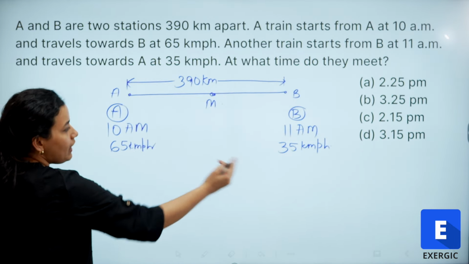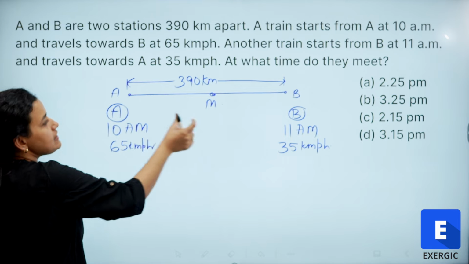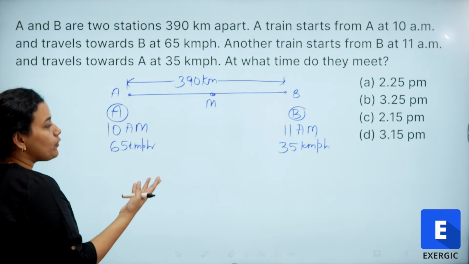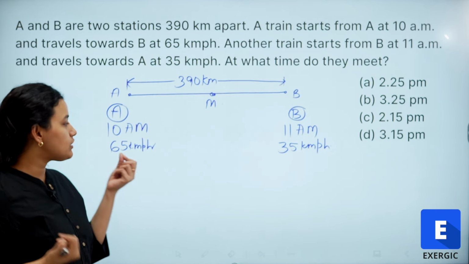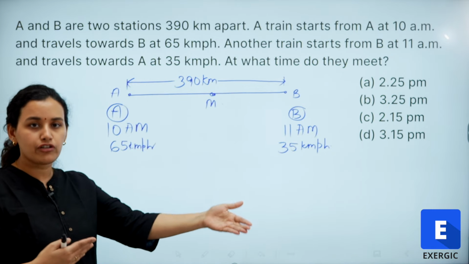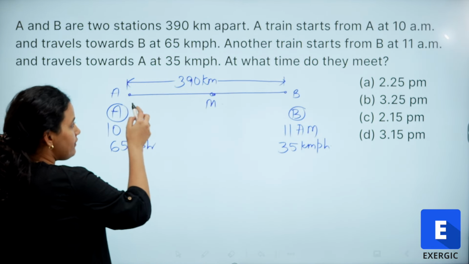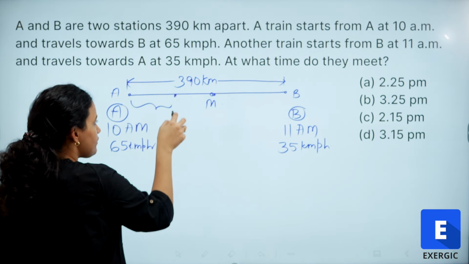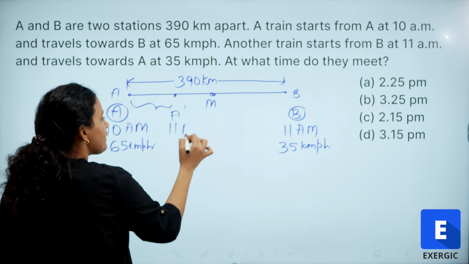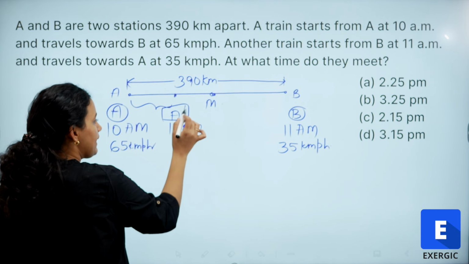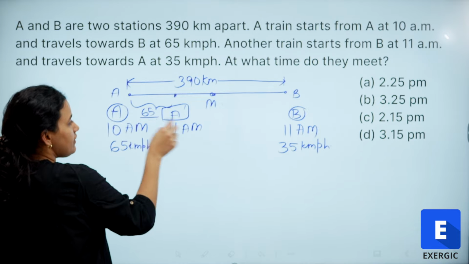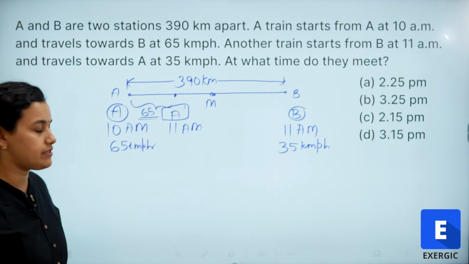So in this 1 hour between 10 and 11, A must have covered a certain amount of distance, right? So how much distance is A going to cover in 1 hour? We know that the speed is 65 kilometers per hour. That means it travels 65 kilometers in 1 hour. So at 11 a.m. it has covered 65 kilometers. Suppose at 11 a.m. this is where A is, at this place called A dash, and it has already covered 65 kilometers.